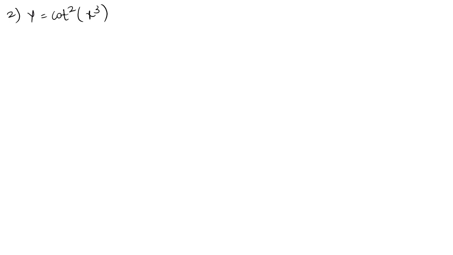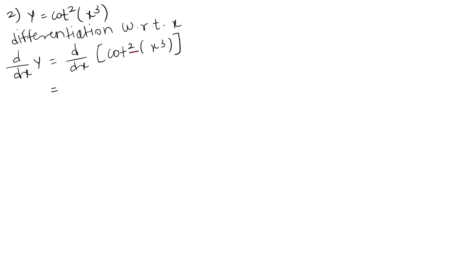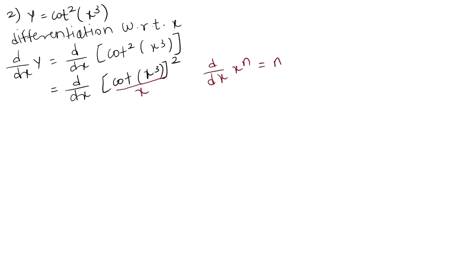Our next example is y is equal to cot square x cube. First write differentiation with respect to x. Now put d by dx on both the sides. We can take this square to the bracket square. So it will be d by dx of cot x cube bracket square. Consider this cot x cube as x and use x raised to n formula to differentiate cot x cube bracket square.